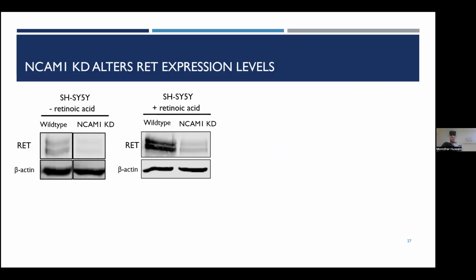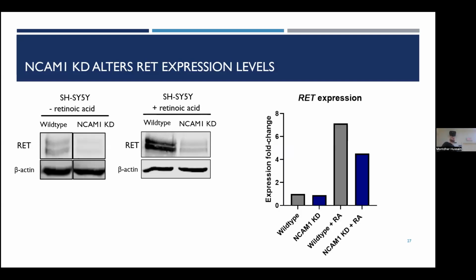To assess whether this was a transcriptional effect, I saw no difference in RET transcript levels in the NCAM1 knockdown cells untreated with retinoic acid. However, when we treated with retinoic acid, we did see a slight difference. However, that difference is not enough to explain the discrepancy in RET protein levels between our wild-type cells and knockdown cells. So we have a large protein effect and a small transcript effect.